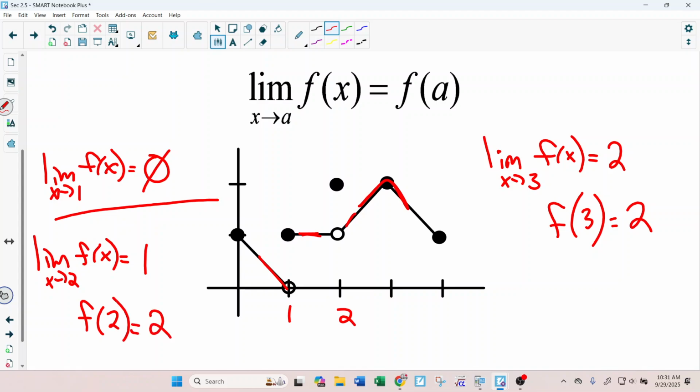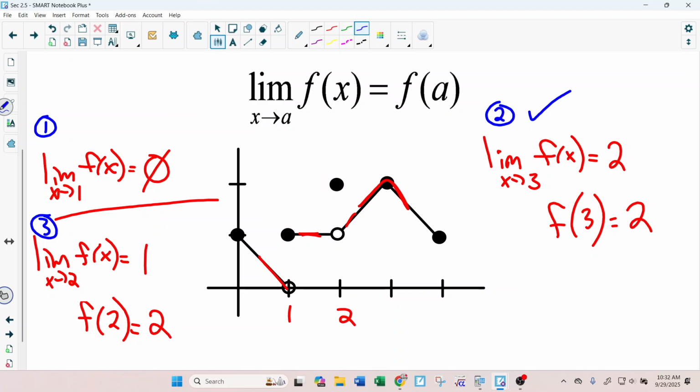2. So here's the 3 things that can happen. 1, your limit doesn't even exist, or the functional value doesn't exist. Something does not exist. Therefore, it's not continuous. 2, they both could be equal. Check mark, it's continuous. Or 3, they both exist, but they're not equal. That's the idea of what it means to be continuous.